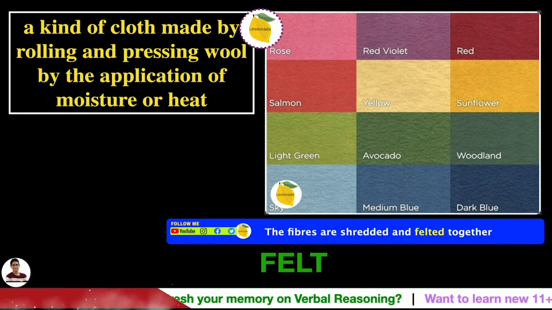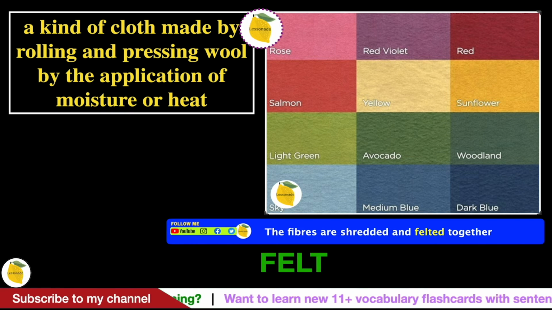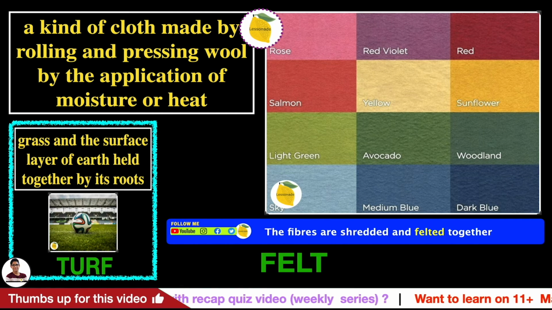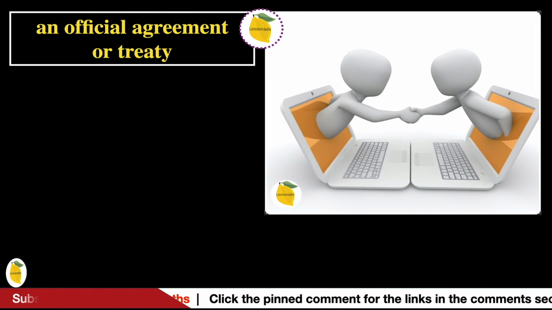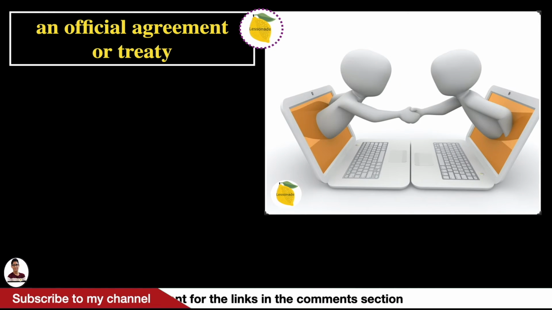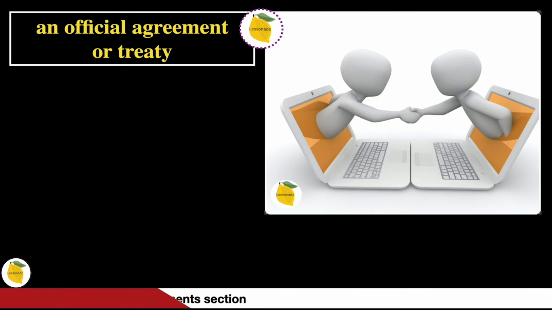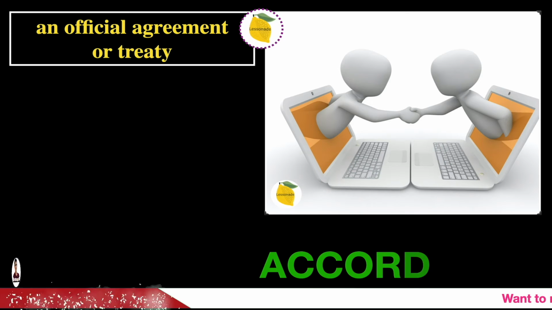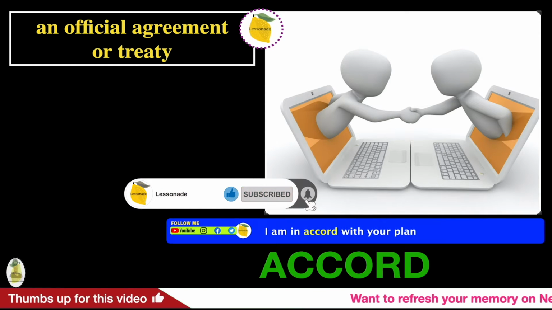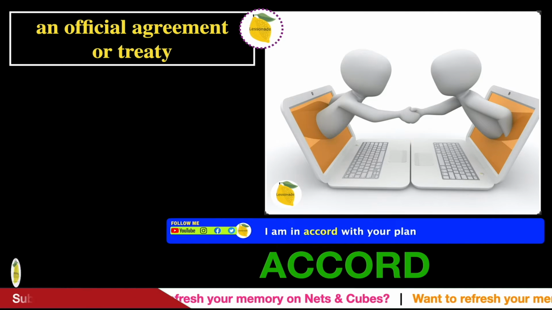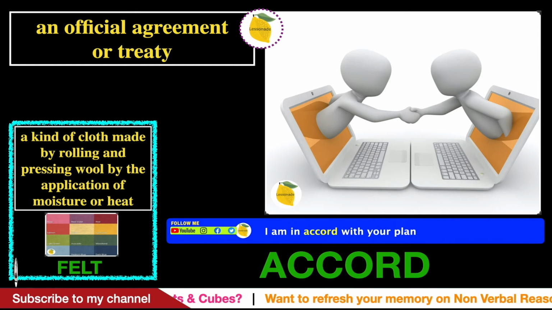So once again, before we go on to the next one, let's try to recall the previous slide, and the previous slide is turf. Let's go on to the next one. The next one is an official agreement or treaty. In this picture, we can see two people that have an official agreement, and therefore the word will be accord. And the sentence for this word is, I am in accord with your plan. So before we go on to the next one, let's try to recall the previous slide. The previous slide is felt.